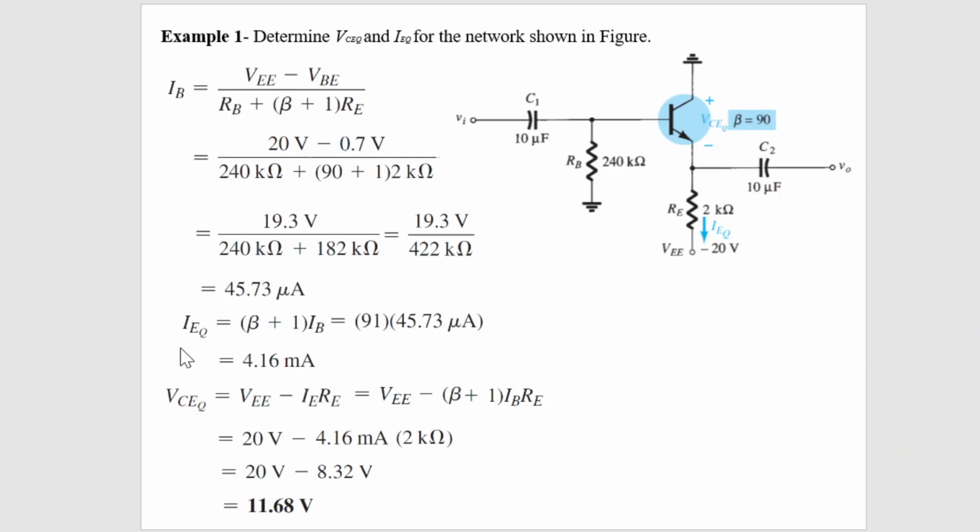Then by using the equation beta plus 1 into IB, we can find IEQ, which is what we have to determine. So IEQ is equal to beta plus 1 into IB. Beta plus 1, that is 90 plus 1, that is 91, multiplied by 45.73 microampere. So this gives IEQ is equal to 4.16 milliampere.